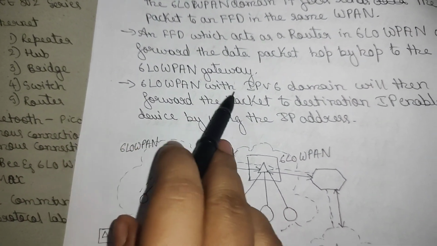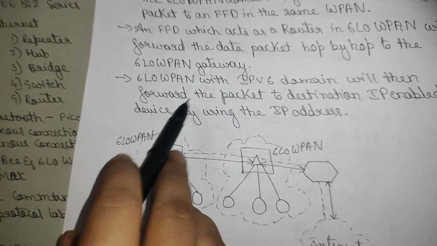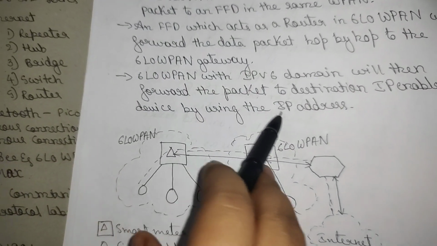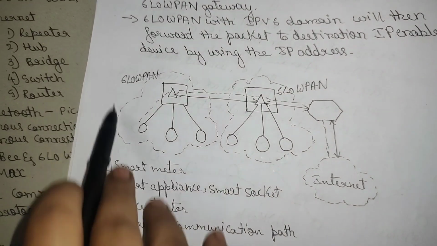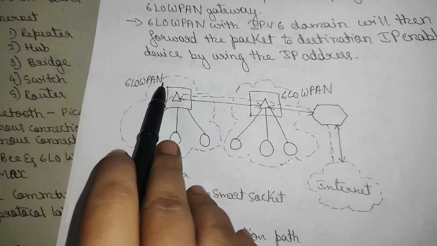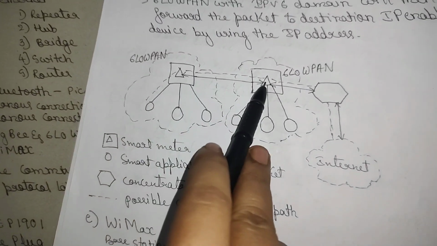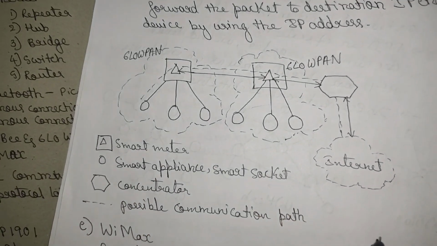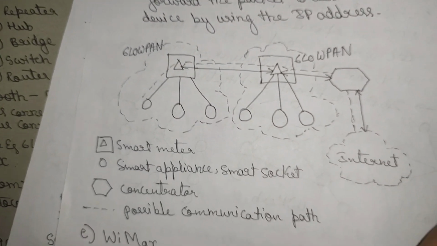The 6LoWPAN gateway with the IPv6 domain will then forward the packet to the destination IP enabled device by using the IP address. So you can observe this is a 6LoWPAN. Here smart meters are used. Here this smart meter, concentrator and smart appliances, smart sockets and possible communication path.